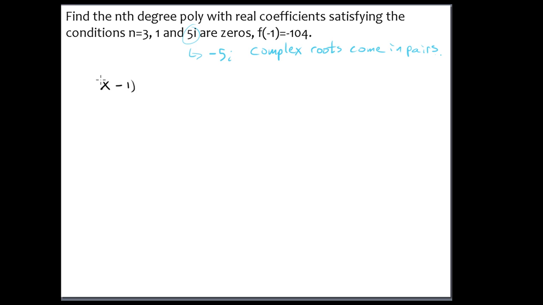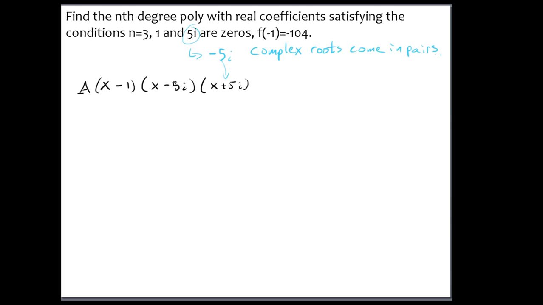minus our first root, times x minus our second root, 5i, times x minus this third root, negative 5i. This gives us that polynomial that satisfies that. And there might be something out in front of it.